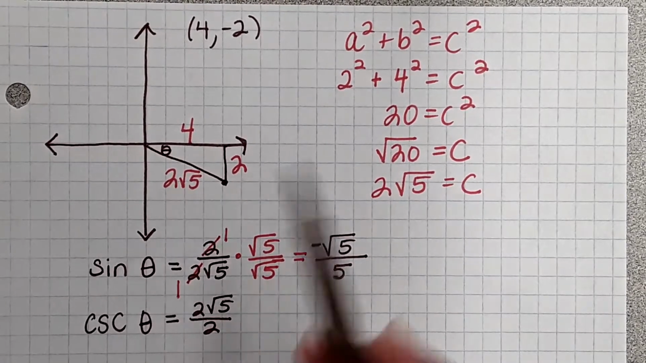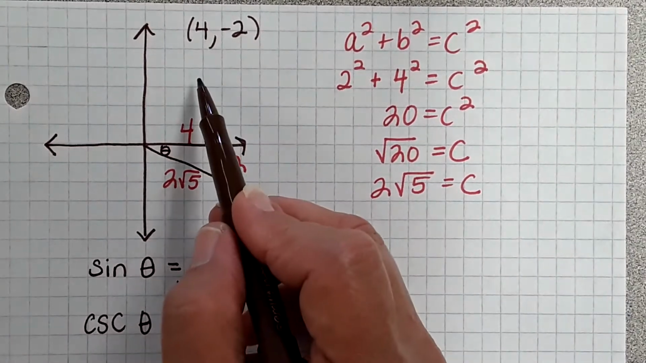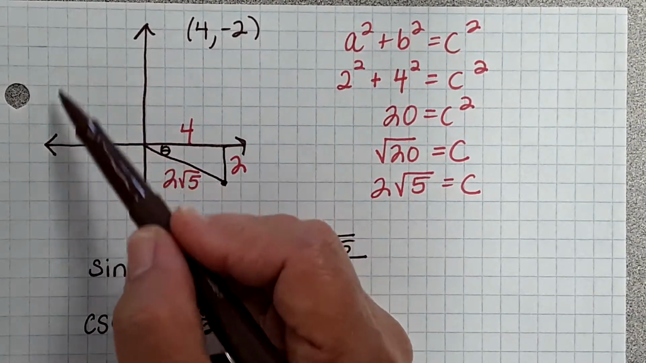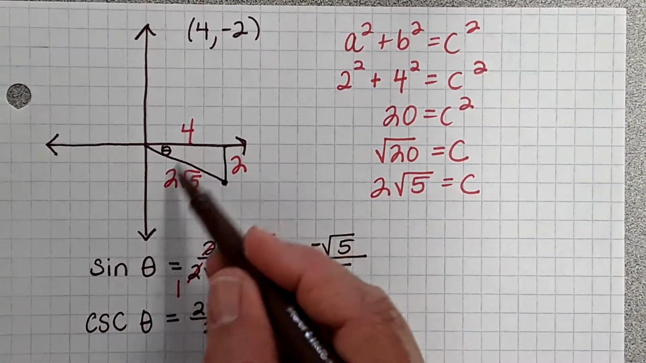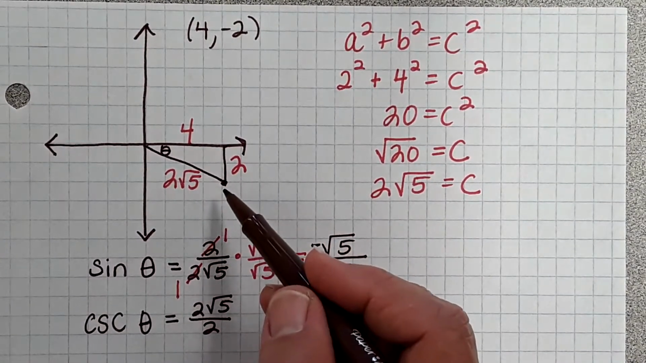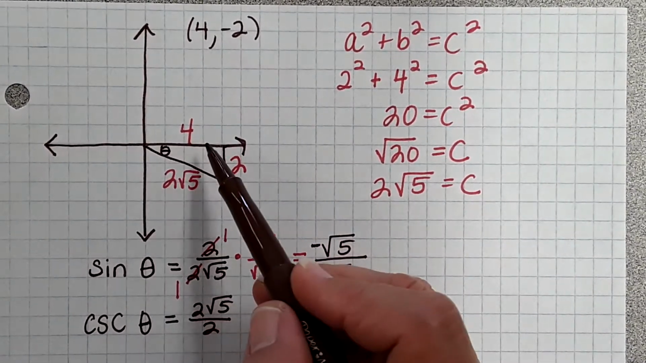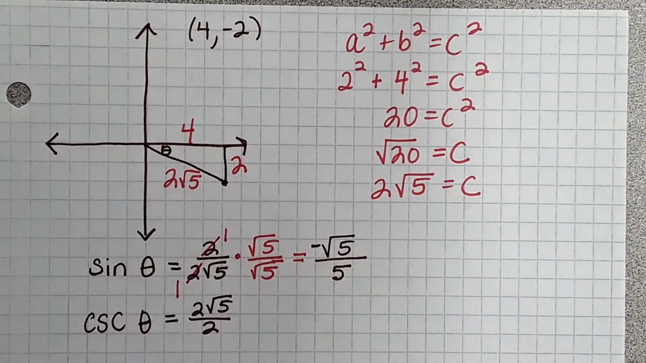Because in the 4th quadrant, sine is always negative. That's why the quadrants are remembered as "all students take calculus." So in the 1st quadrant, all the trig functions are positive. In this quadrant, sine is positive. In this quadrant, tangent is positive. In this quadrant, cosine is positive. And that's because our x value is positive. Over here, it's because our y value is positive. That makes sense. Okay, now what do I need to do here?